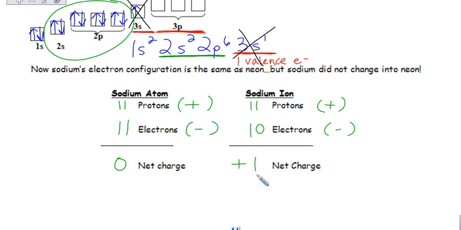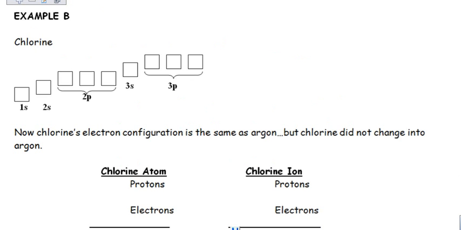Wrong. Rookie mistake. You have to think of this as a balance between the protons and the electrons. Anytime you're losing electrons, the charge will be overall positive. You don't have enough electrons to match up with the protons. So losing electrons, your charge is always, always, always positive. On the flip side, check out sodium's best friend, chlorine.